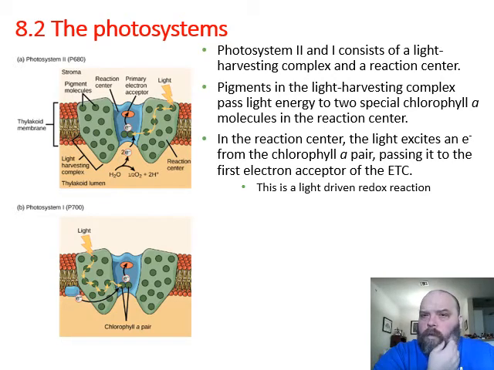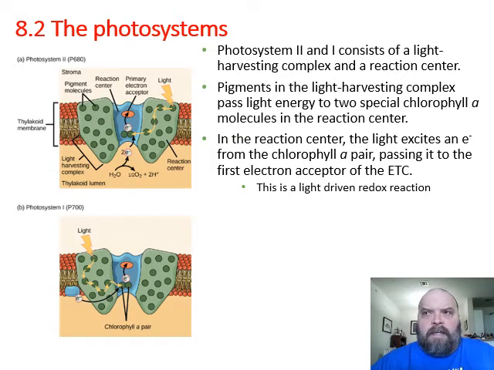Okay, so for this lecture, we're going to focus on those photosystems, those complexes of proteins and chlorophylls, and we're going to try to see how they function. Now, when you look at the last lecture and the figures in the textbook, you'll notice that it's a series of reactions that start with photosystem 2, then go to photosystem 1.